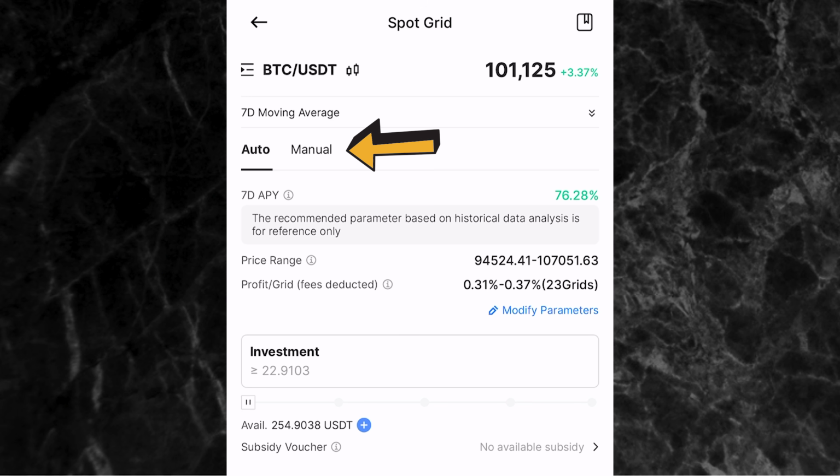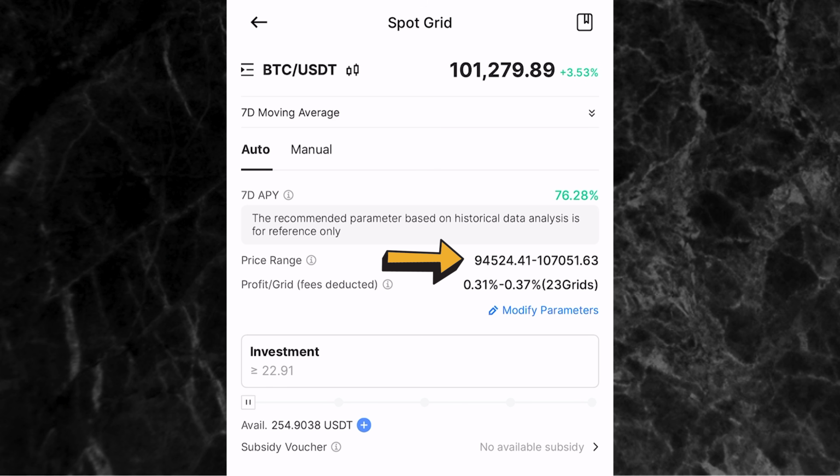Now, what is the meaning of this auto and manual? Now, this auto means that you don't have to enter anything yourself. You don't have to enter any parameters yourself. Everything will be automatically inputted for you. The only thing you need to enter right here is the amount you want to use for this trading bot. That's just it. And right here are the details that have been automatically entered for you for this auto trading bot.